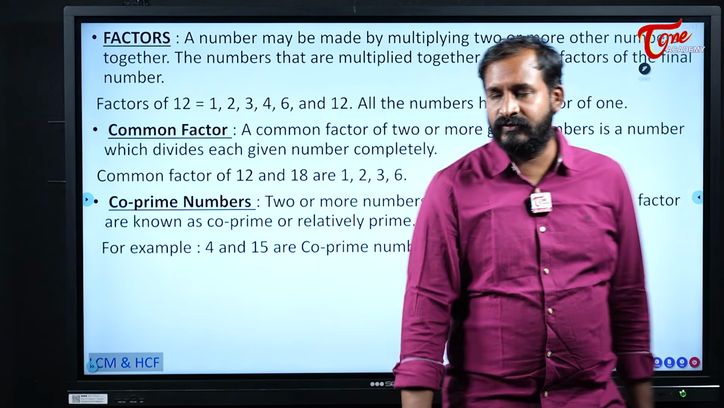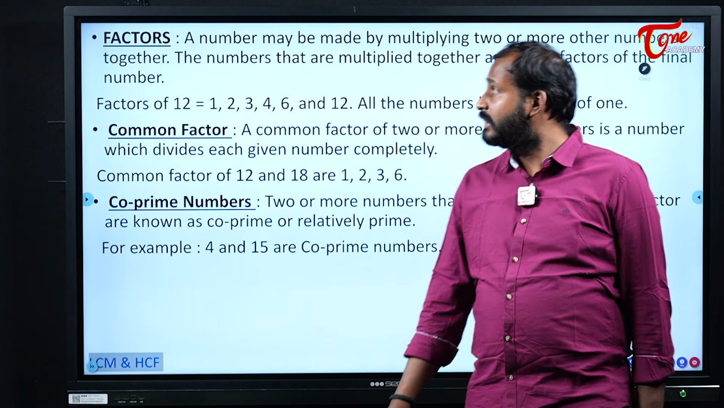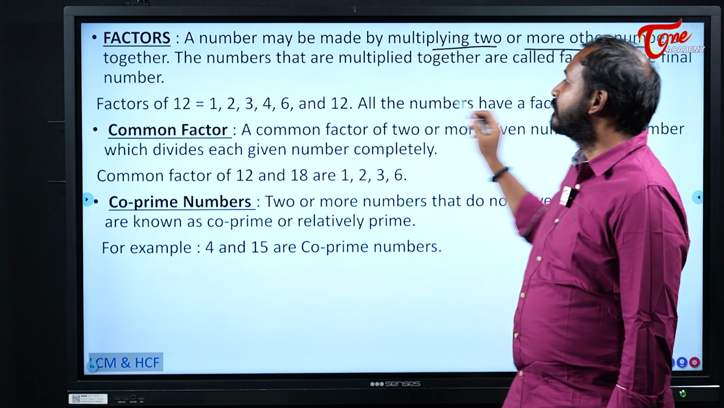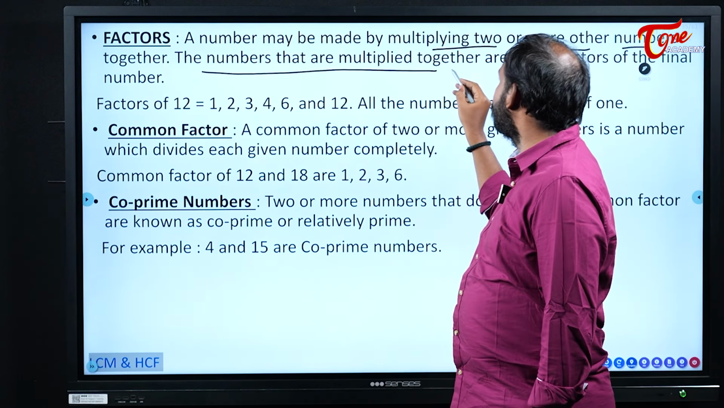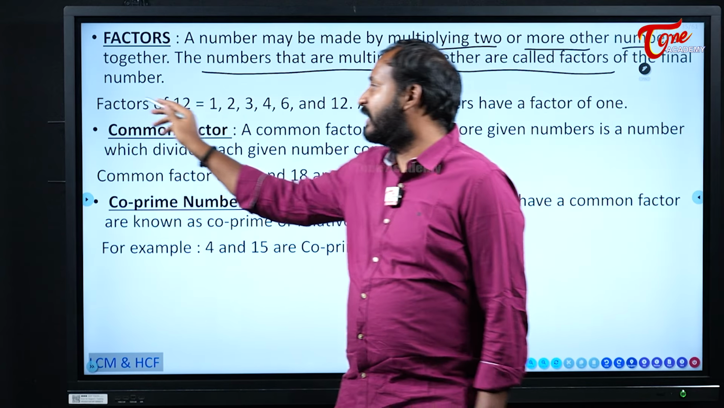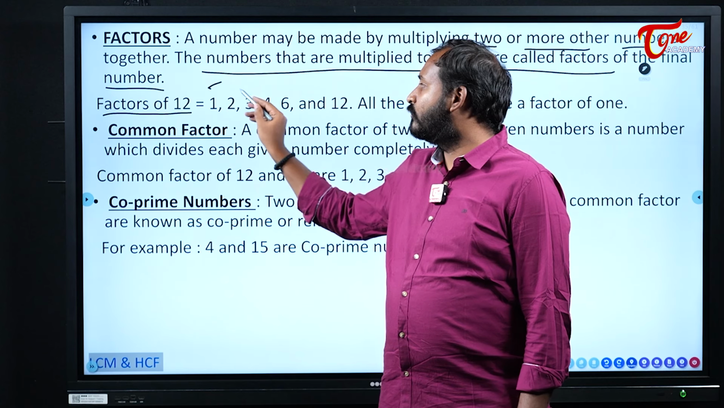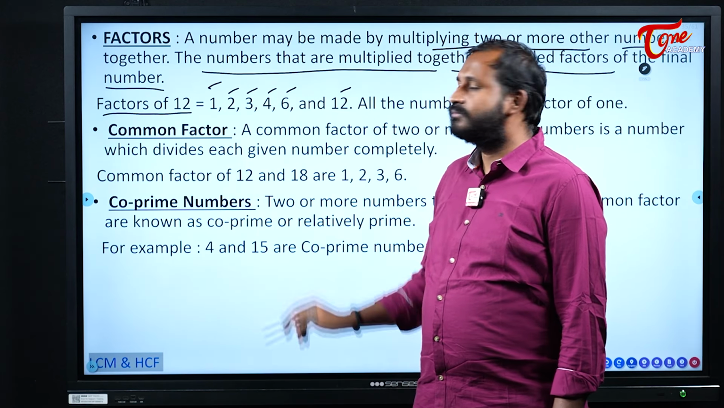What are the factors we will have and how we will solve that one. A number may be made by multiplying two or more other numbers together. The numbers that are multiplied together are called factors of the final number. We all know what the factors for 12 are: 1, 2, 3, 4, 6 and 12.